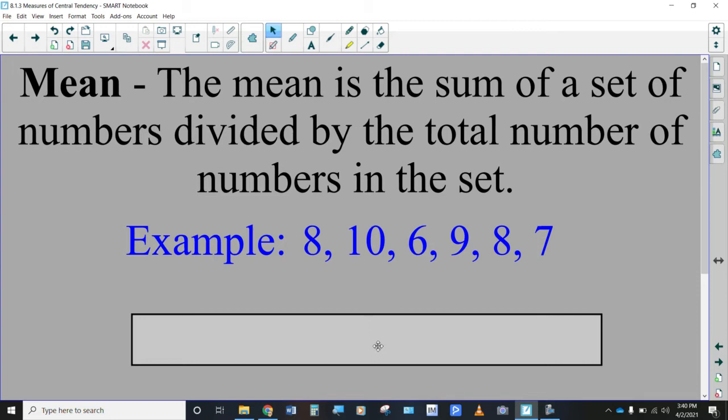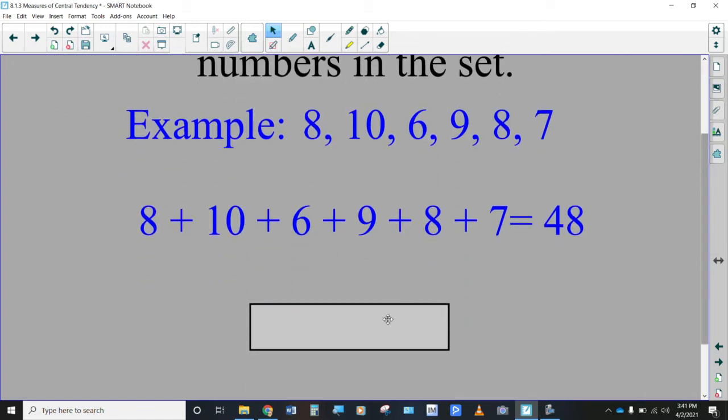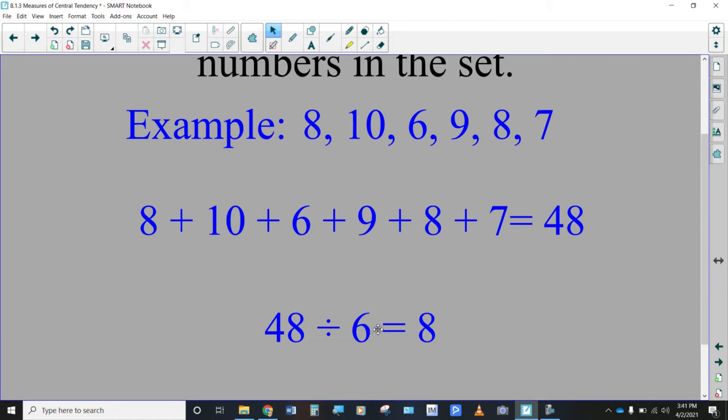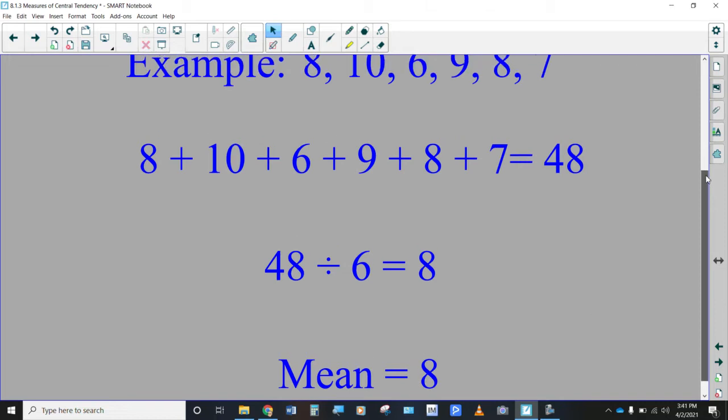Take a calculator or do paper and pencil if you want to. I'm going to just go ahead and reveal that the answer is 48 once you add all those together. So then the second part is to divide by the total number of numbers. And since there were 6 numbers, we would take 48 divided by 6, and you get 8 for an answer. So what does that mean? That means that the average score for these 6 students was 8 out of 10.